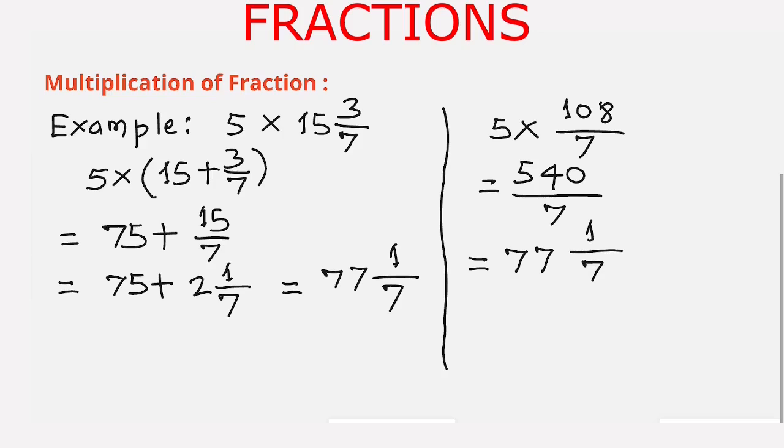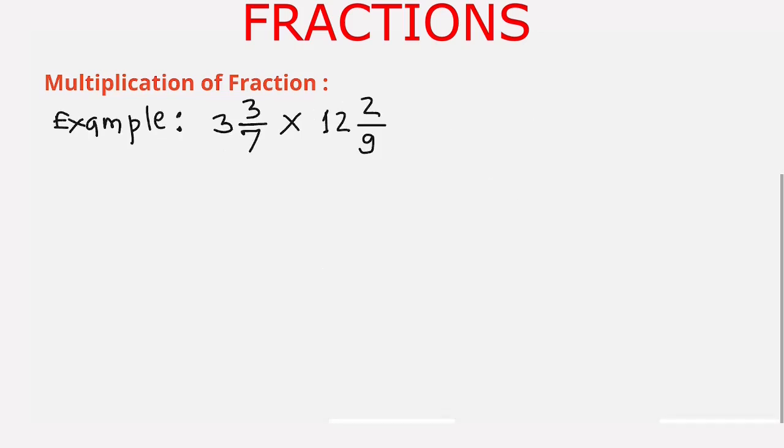In the first method, we were not required to do the lengthy calculations which we did in the second method. You can solve this question by any of the methods in which you are comfortable. We go to the next question. The given example is 3 whole and 3 upon 7 multiplied by 12 whole and 2 upon 9.